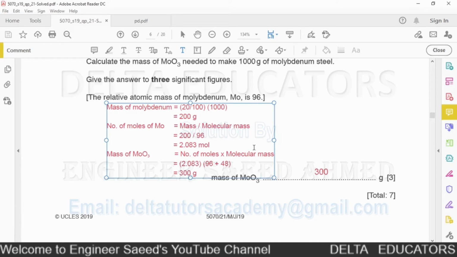What is the molecular mass of molybdenum oxide? Atomic mass of molybdenum is 96. For oxygen it is 16. Here we have 3 oxygens, so it will be 16 multiplied by 3, 48. So molecular mass of molybdenum oxide will be 96 plus 48. And by solving this, we will get the answer in 3 significant figures, 300 gram. So mass of molybdenum oxide is 300 gram.